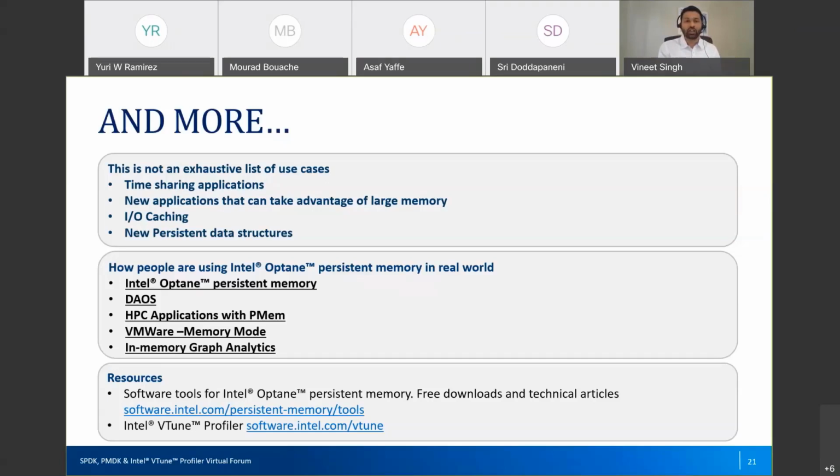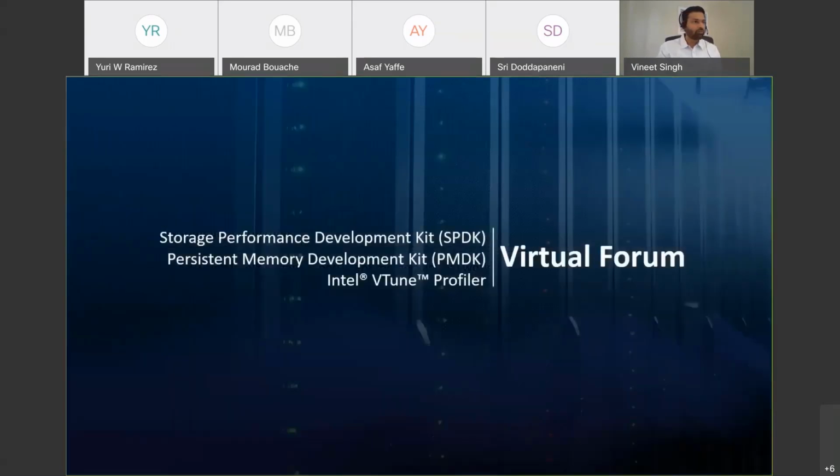for this new technology. Some of the resources regarding our tools that can help you determine your application's suitability for PMEM are available at the persistent memory tools link that I have provided here, and VTune. You can find VTune at software.intel.com/VTune, and VTune has a bunch of features that can help you both determine the suitability of your workload for persistent memory, as well as, once you have the hardware, help you understand your performance and tune it for persistent memory. So that was all from my side.